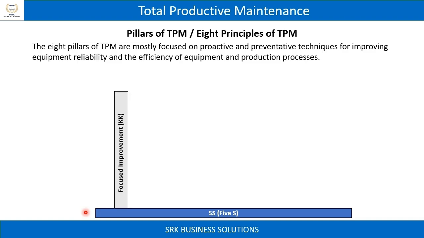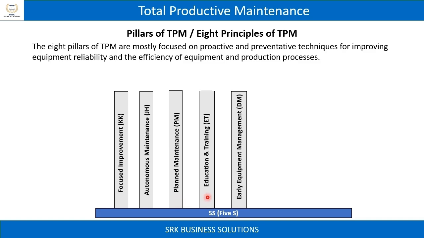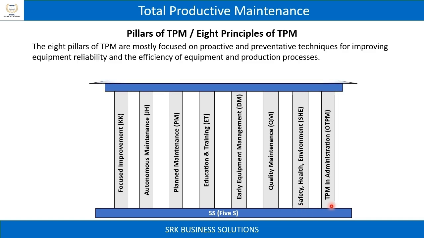The first pillar is focused improvement or Kobetsu Kaizen, that is KK. Second is autonomous maintenance or Jishu Hosen, that is JH. Third pillar is planned maintenance, that is PM. Fourth pillar is education and training, that is ET. Fifth pillar is early equipment management, that is EEM. Sixth pillar is quality management, that is QM. Seventh pillar is safety, health and environment, that is SHE. And the last pillar is TPM in administration, that is OTPM.